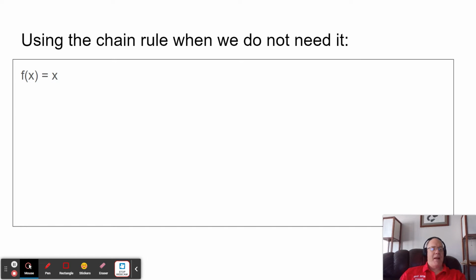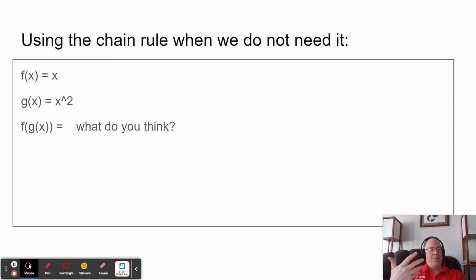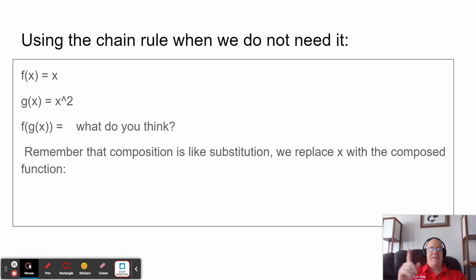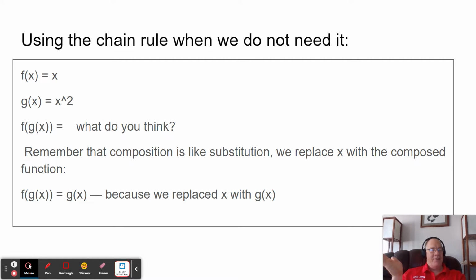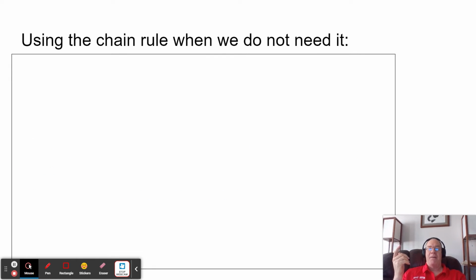Okay. Let's suppose that f of x equals x and g of x is x squared. So what is f of g of x? One of the keys to understand and apply the chain rule successfully is to recognize what function composition is. Personally, I would sort of guess that f of g of x is x cubed. That's wrong. Composition is like substitution, and so we're going to replace x with the composed function. In other words, we're going to replace x with whatever g of x is. Well, f of x is x, which means f of g of x is g of x. We replaced x with g of x. All right, that's just a thing to keep in mind.